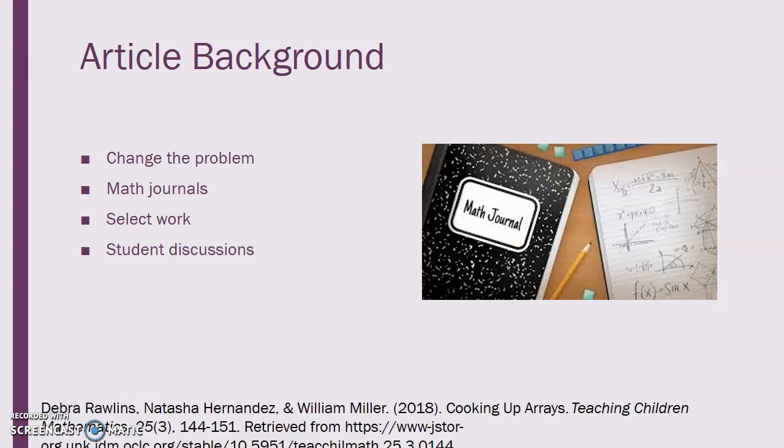It's also important to change the problem. If you aren't seeing what you want, or if you're unsure if the students are understanding something, change your problem so you can see what your students are understanding. I am planning on using math journals next year so it can help my students with discussions when we talk about how they solved the problem.